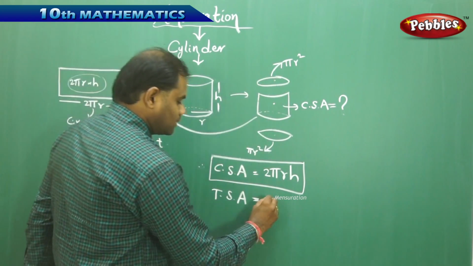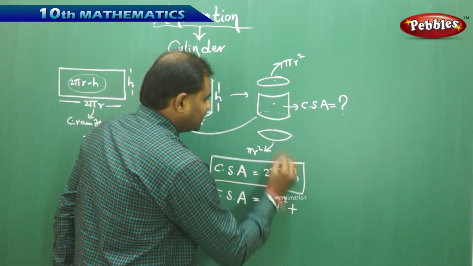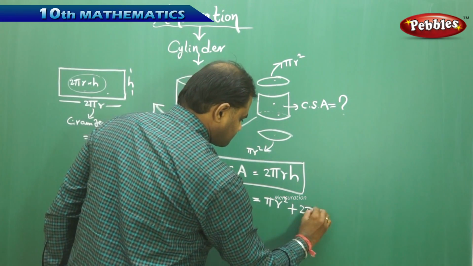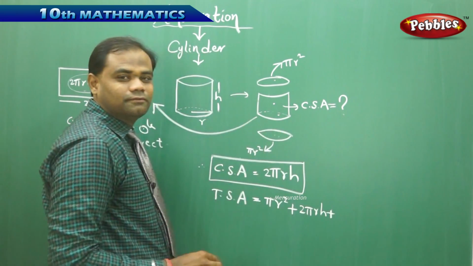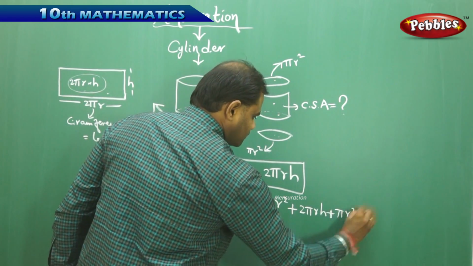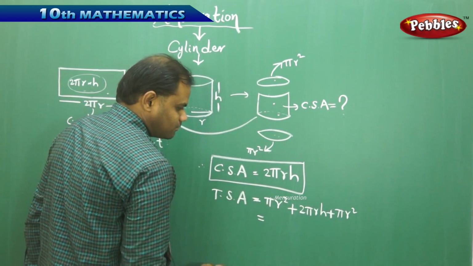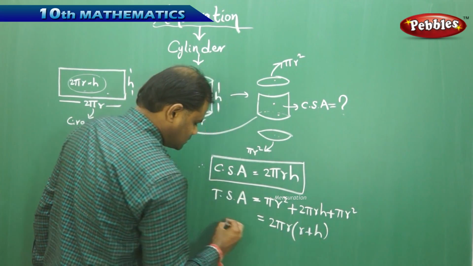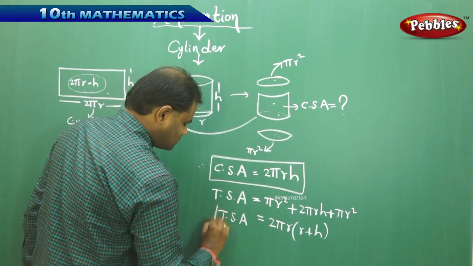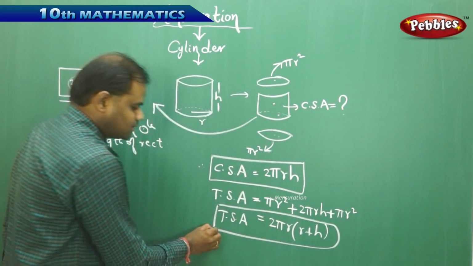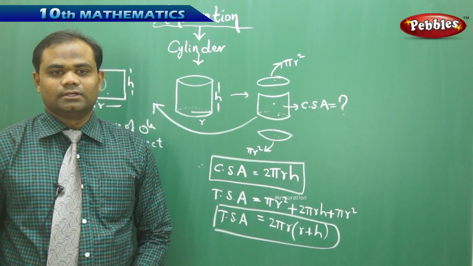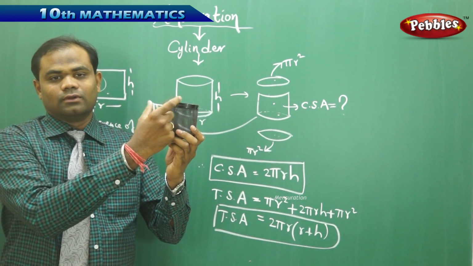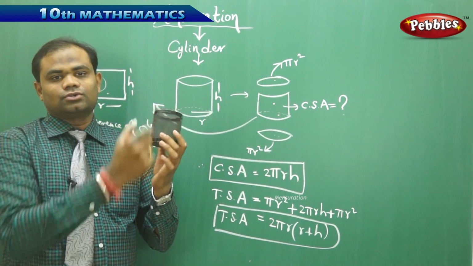This being pi r square, and the area of this being 2 pi r h. And here, the area of this being pi r square, when I simplify this, I get 2 pi r times r plus h. That is the TSA of a cylinder, where the curved surface area is given by this, plus the top and the bottom.